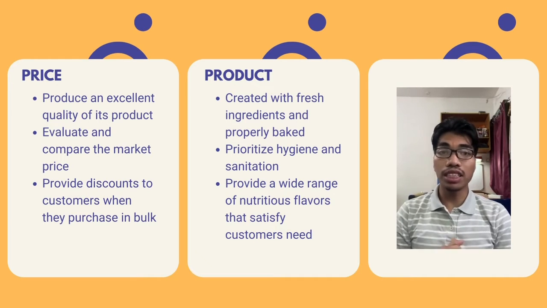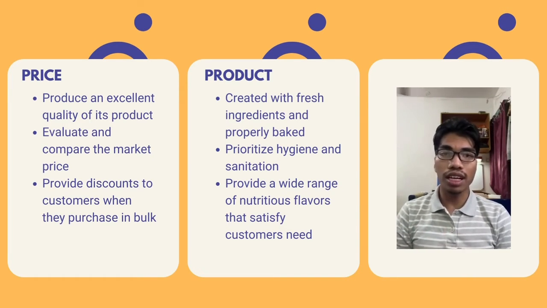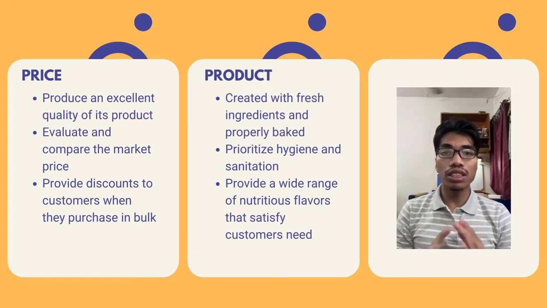Secondly, the next P is product. Our products will be created with fresh ingredients and properly baked to ensure the satisfaction of the customers. We also prioritize hygiene and sanitation, as bakers must wash their hands often and clean the kitchen on a regular basis to ensure cleanliness. We also provide a wide range of nutritious flavors that can satisfy what the customers need.